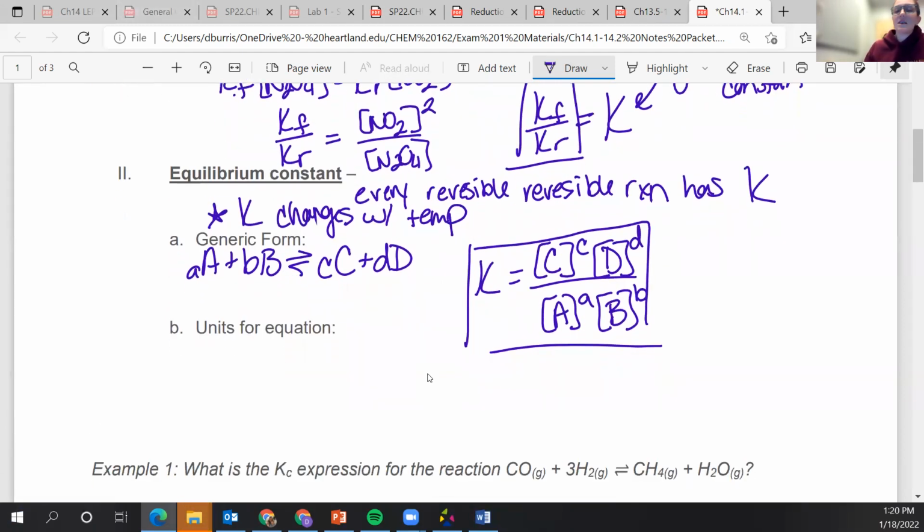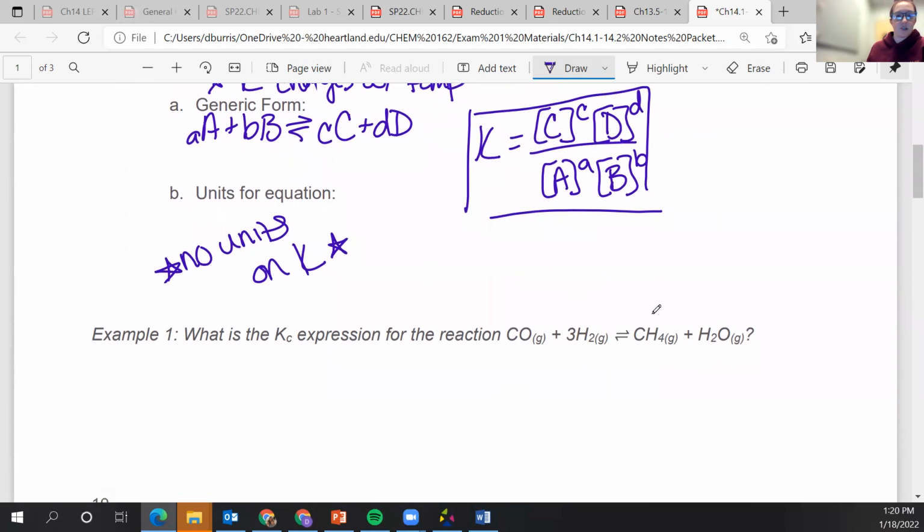Okay, this is like one of the only times I will tell you this. There are no units on K. All right, these stand for molarity, right? But they're all going to cancel out, at least for the most part. So there's no units on K, the equilibrium constant. Okay. All those concentrations cancel out.